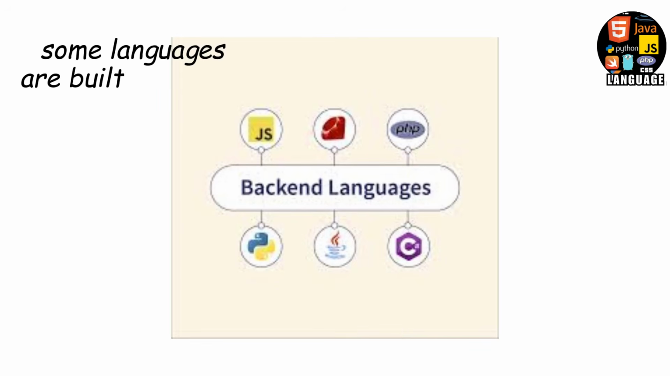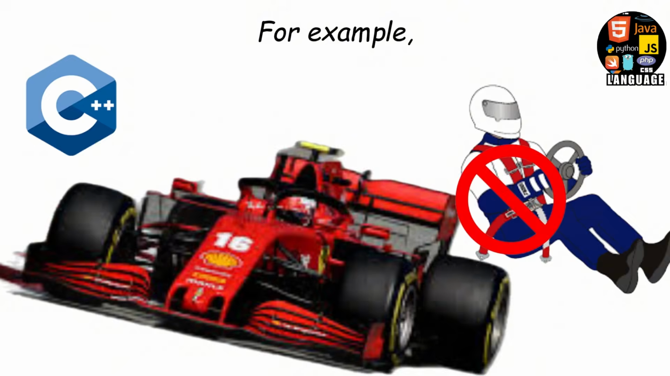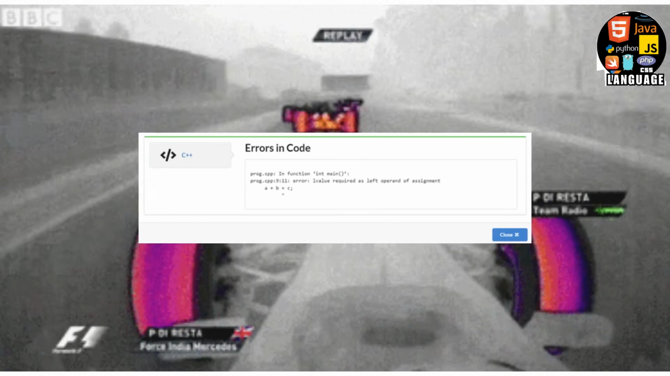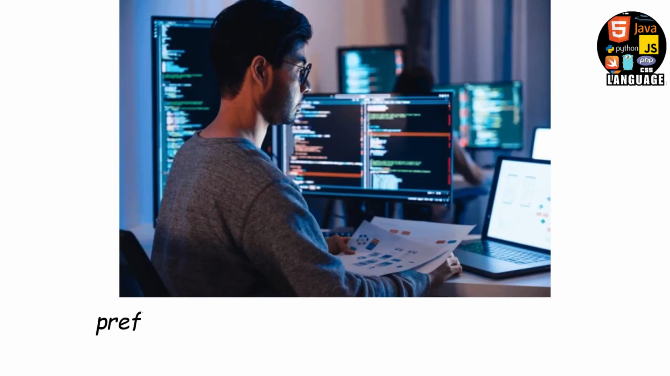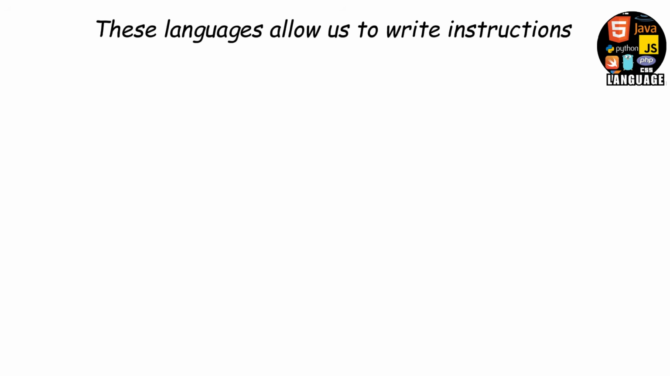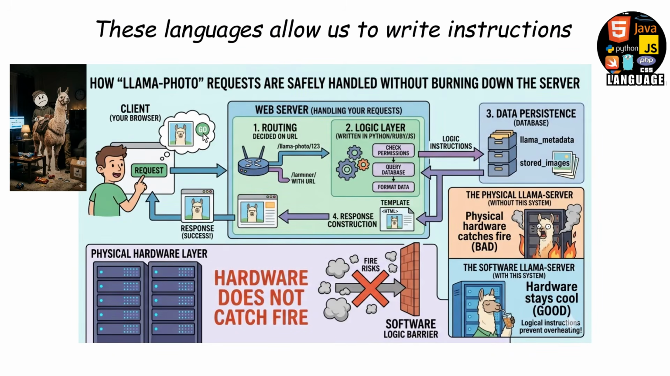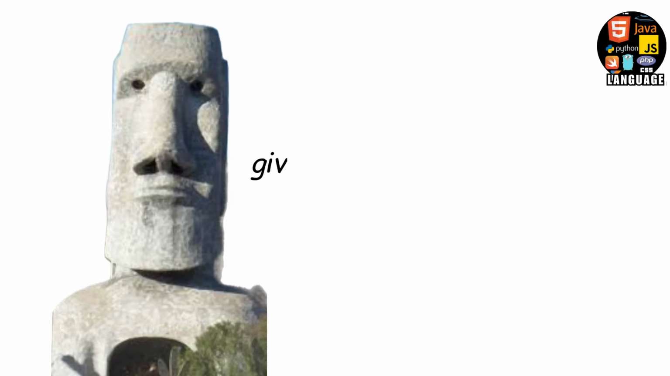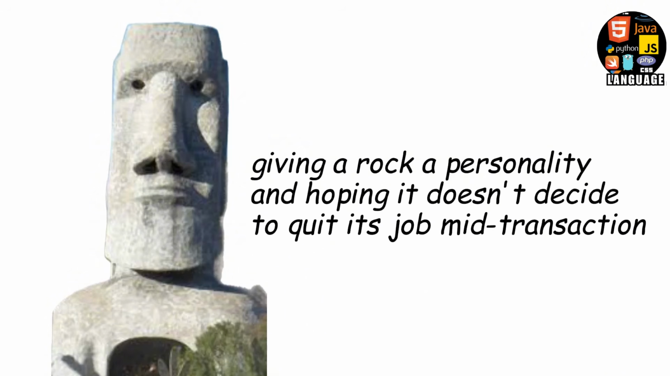Some languages are built for speed, others for safety. For example, C++ is like driving a Formula 1 car without a seatbelt. It's incredibly fast, but if you make one typo, the whole thing explodes. Most modern developers prefer languages that won't punish a minor mistake with a total system meltdown. These languages allow us to write instructions that tell the server how to handle your llama photo requests without the physical hardware actually catching fire. It's the art of giving a rock a personality and hoping it doesn't decide to quit its job mid-transaction.